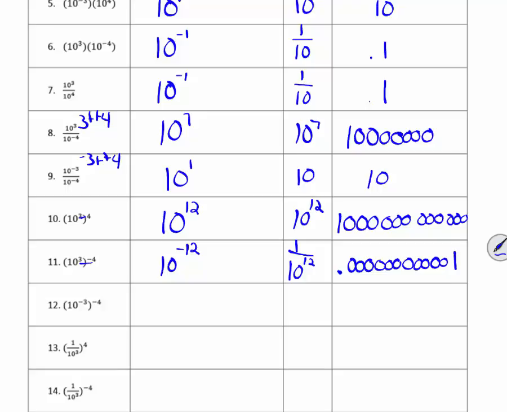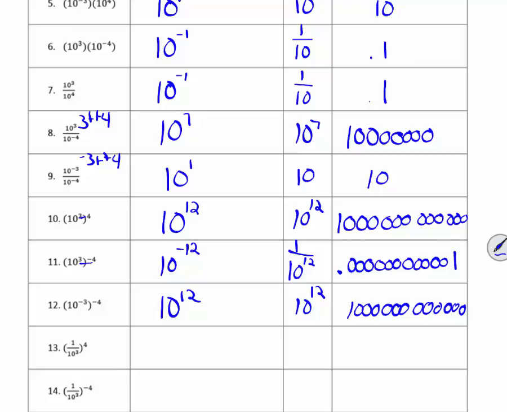It's like that. 10 to the negative third times 10 to the negative fourth is 10 to the positive 12th, which is going to be just like this one. It's a lot of zeros.